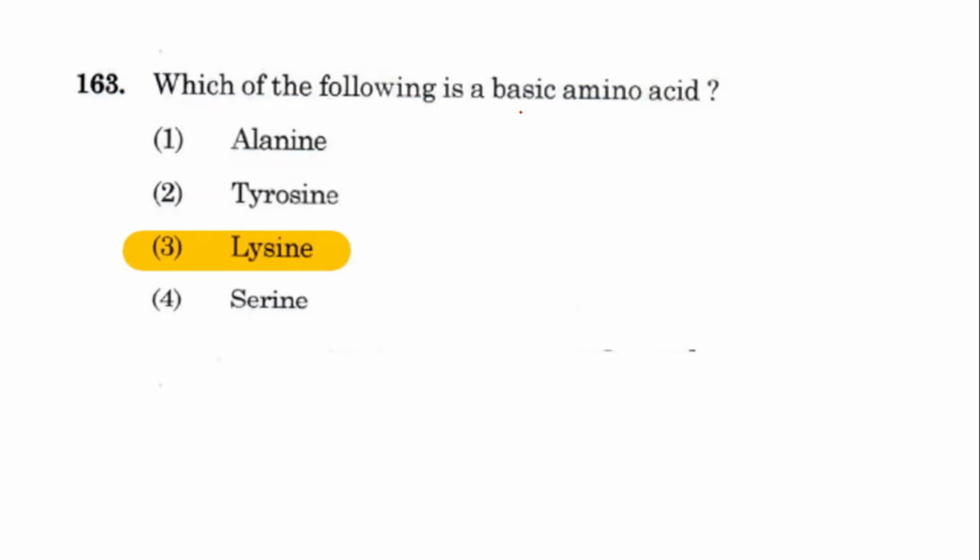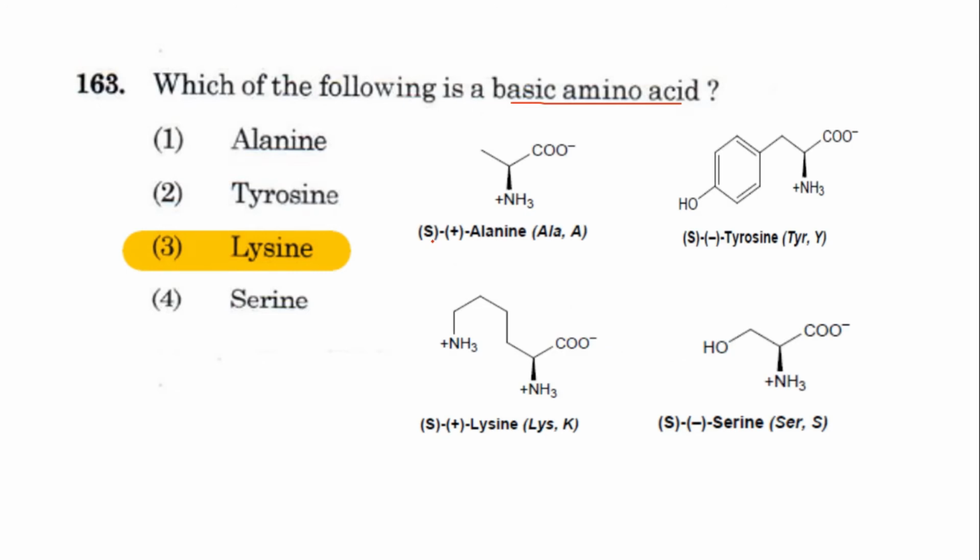Next, which of the following is a basic amino acid? So the 4 are amino acids. In that, which one is basic in nature? So this is the structure of these 4. Here lysine has 2 basic groups, NH3 plus group, 2 are there, remaining everything contains only 1. So 2 NH3 groups, so it's more basic in nature. So lysine is the correct answer.